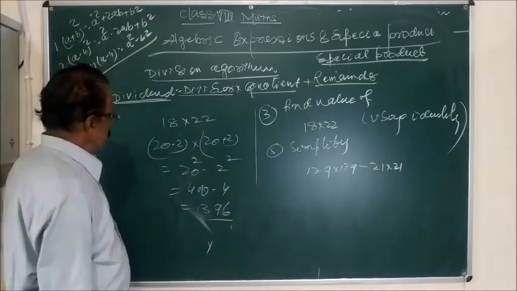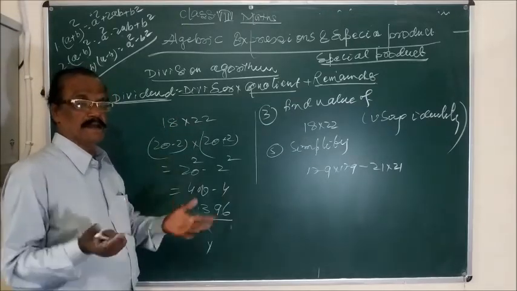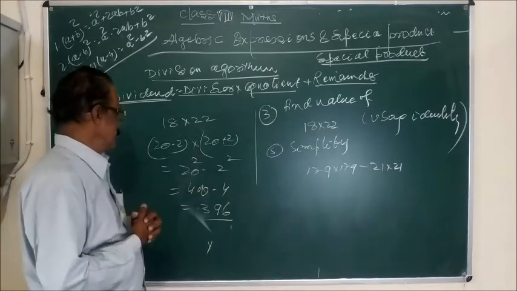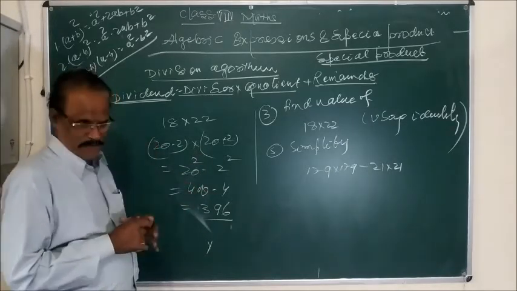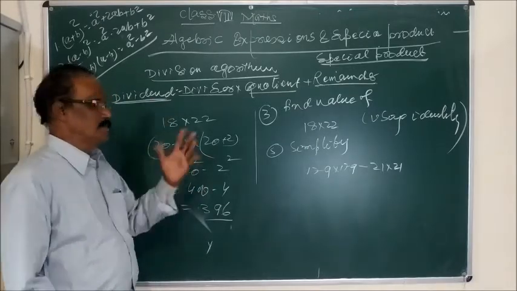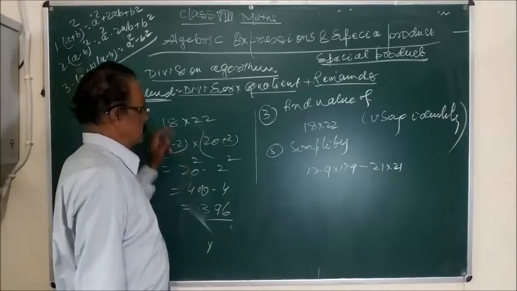बोले सर, यदि यहाँ कोई नंबर को हम चेंज कर लें, 22 के जगह में 23 या 24, can you solve? No, you cannot solve because that cannot be obtained in any algebraic identity. So that can be solved only by direct multiplication. But this is the question and you have to solve.